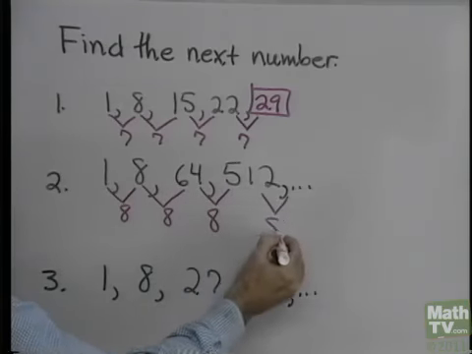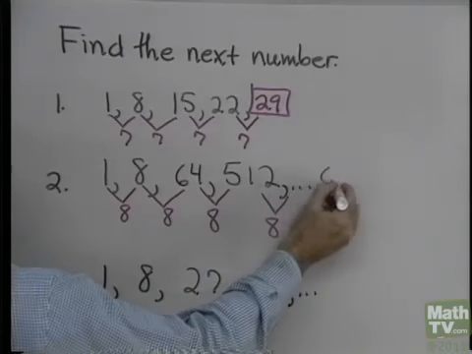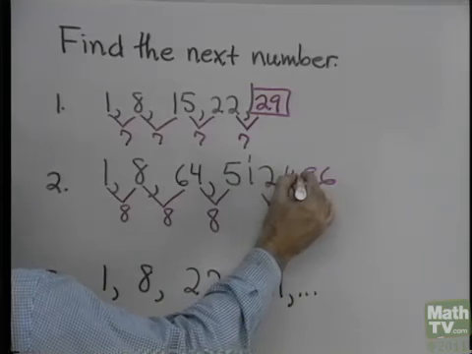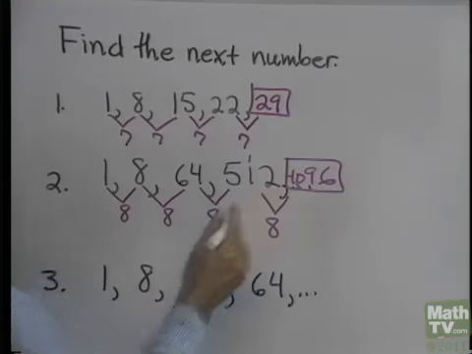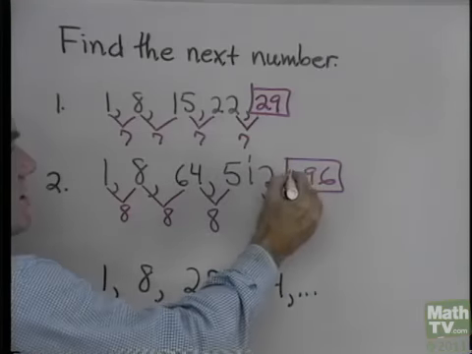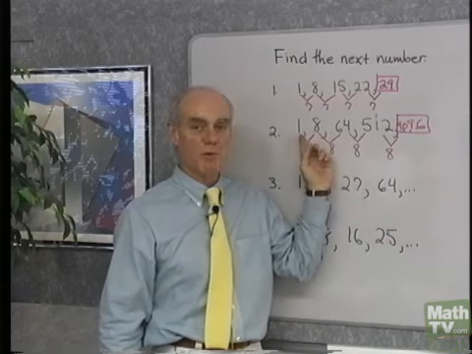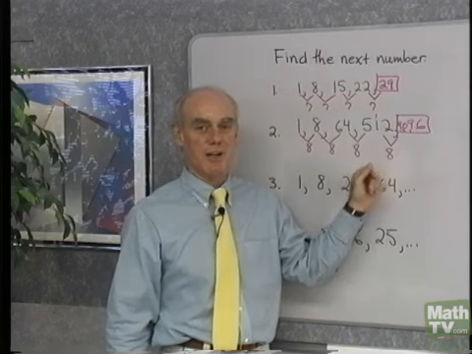So I'll multiply by 8 again and get 8 times 2 is 16, 8 and 1 is 9, and 8 times 5 is 40. 4096 will be the next term in this sequence, and this sequence is called a geometric sequence because each term comes from the previous term by multiplying by the same amount each time.